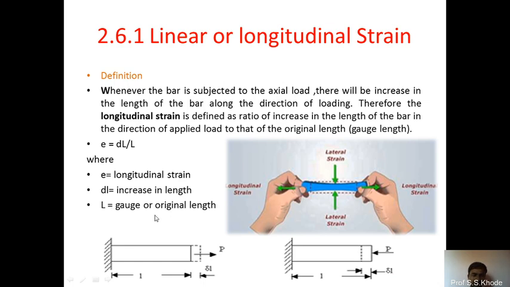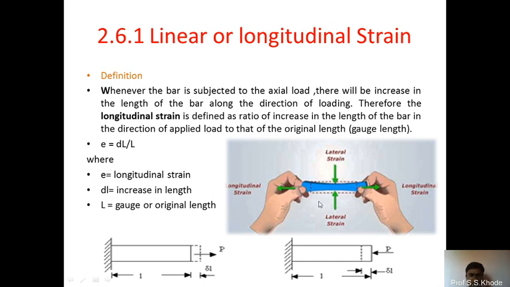We will come back to this when we perform the practicals on the universal testing machine, where gauge length and all these things are very important. Just consider here that L is the original length. So what will the linear strain be? Delta L upon L: change in length upon original length.